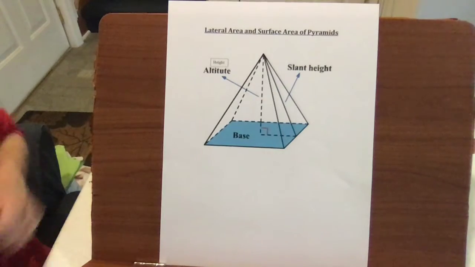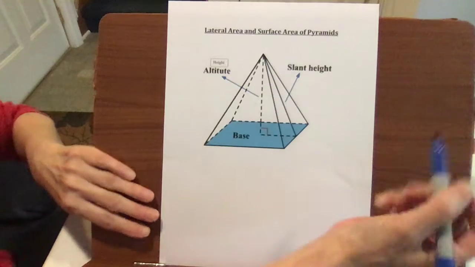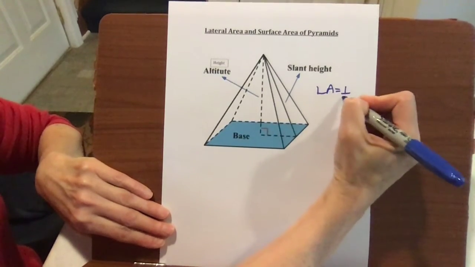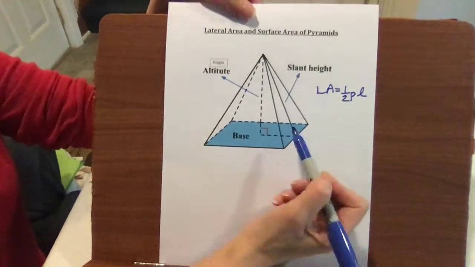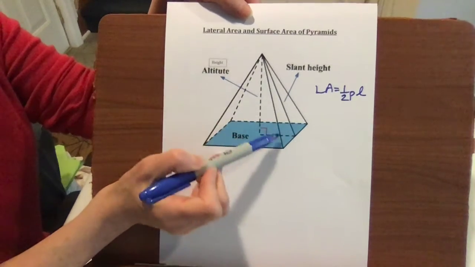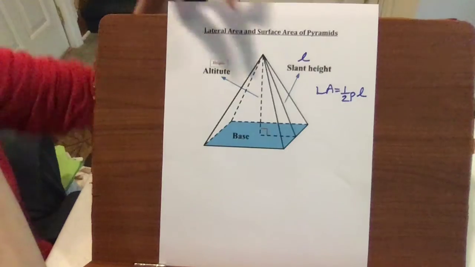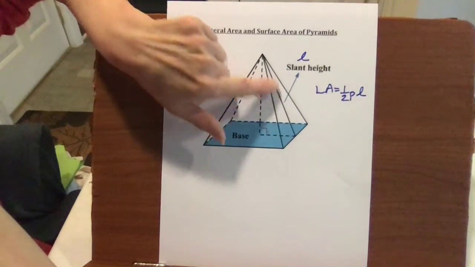All right. So lateral area is calculated by taking half of the perimeter times what we call slant height, which is L. And the slant height is the height of the face, which are all triangular. And we denote that by an L, probably from the L in slant height. All right, so that's what we have to keep in mind here.